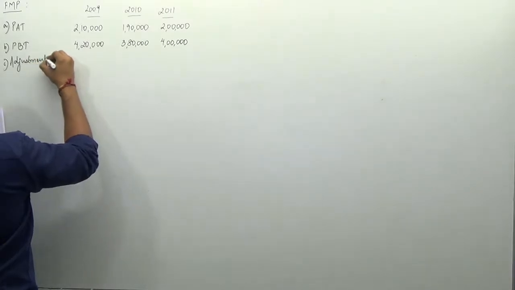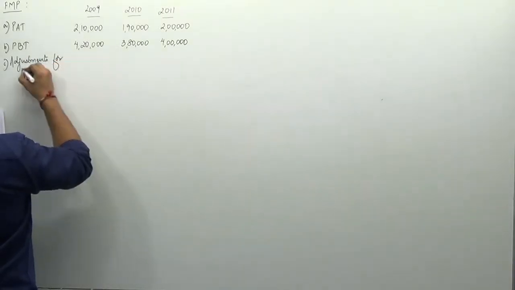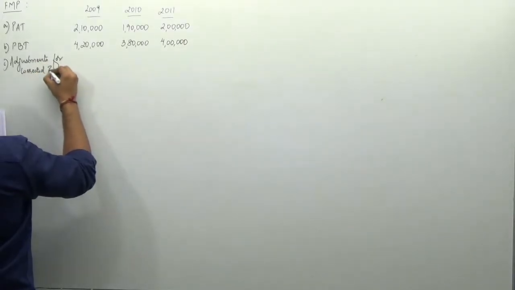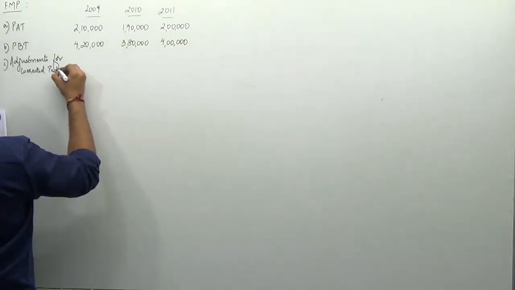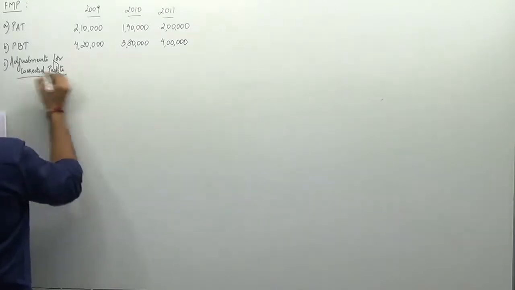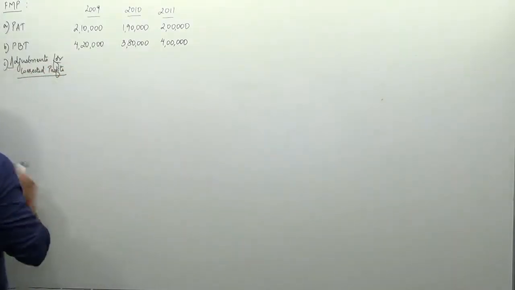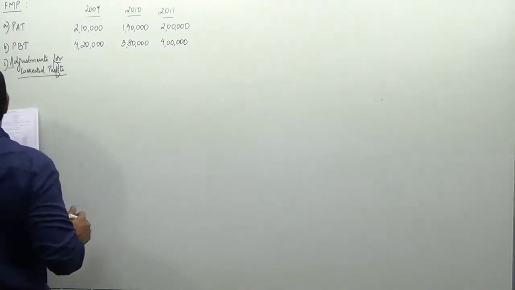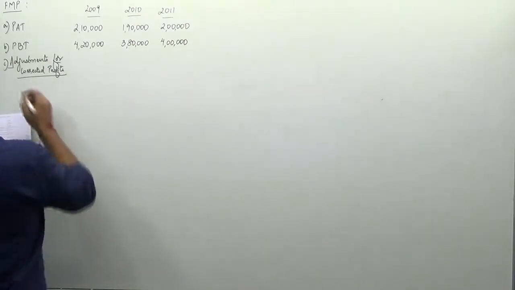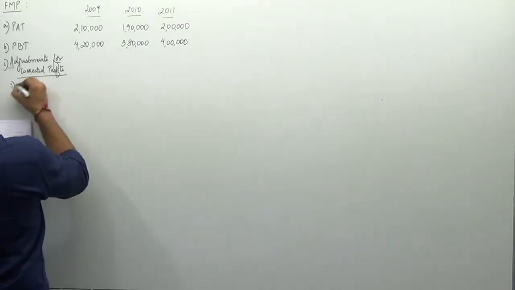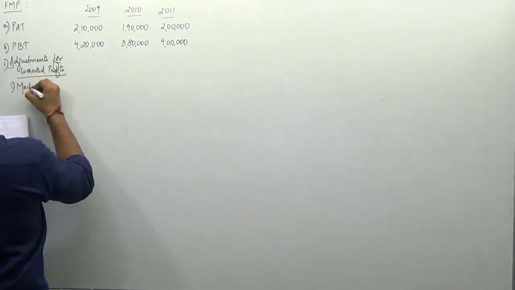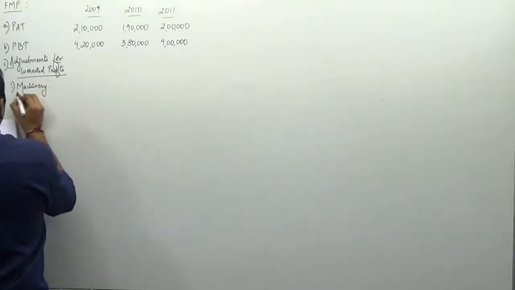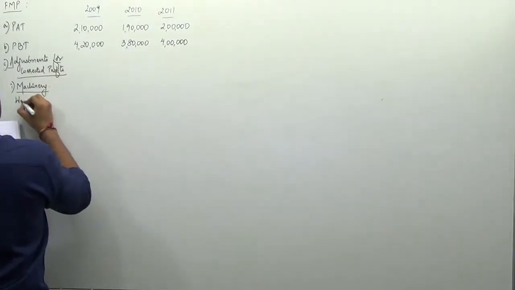Now give the corrections, corrected profits. Adjustments for corrected profits. Go on. First adjustment. Go point wise. First one, machinery. Machinery wrongly charged.